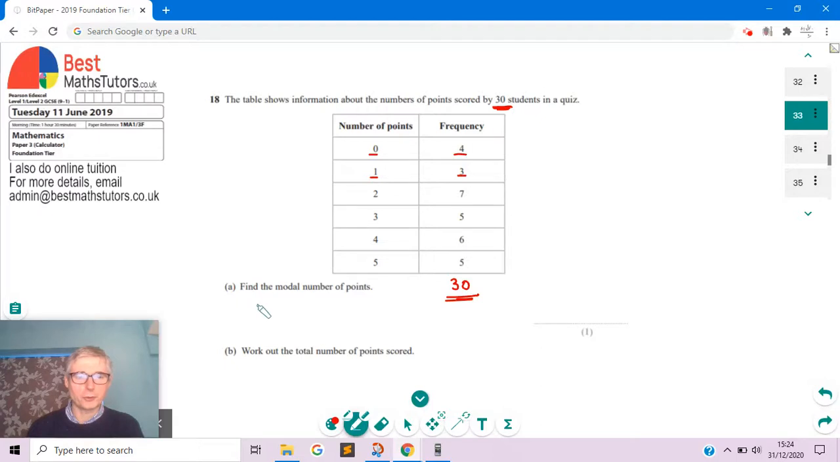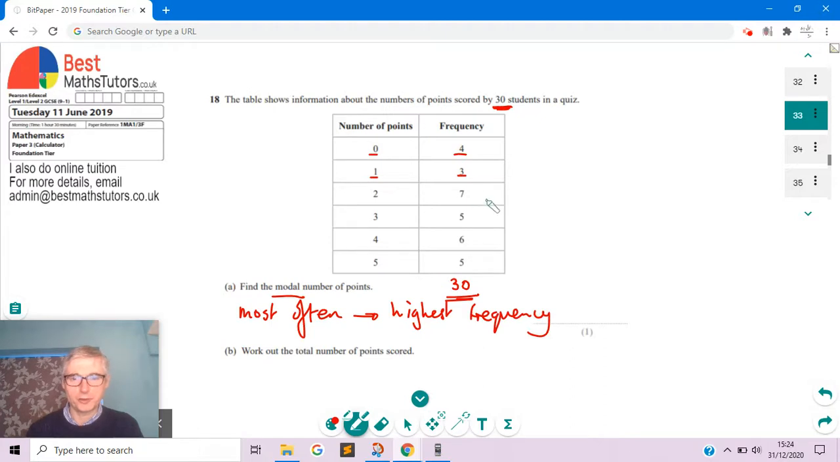So what we've got to do is find the modal number of points, and the modal number of points means the number of points which occurred the most often. So mode means most often. And in this case, it means the one that's got the highest frequency. So the one that occurs the most often would be the one with the highest frequency.